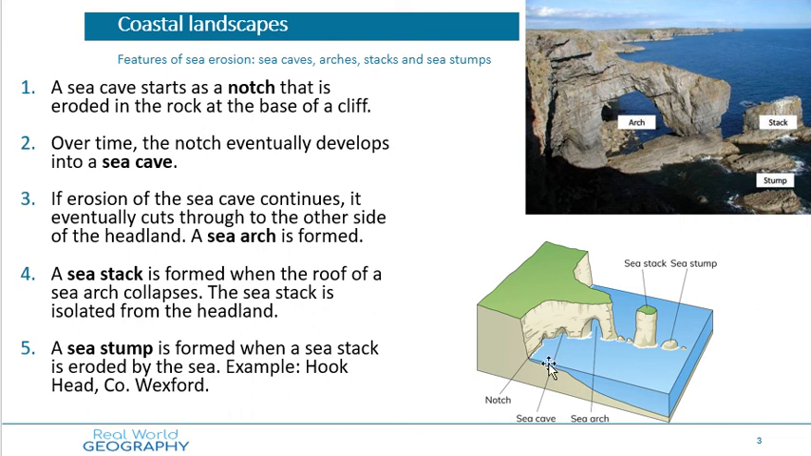And guys, you must be able to identify those on a diagram. For example, you could be given a diagram in your exam and asked to label it. So that's what you're doing there. Your notch, your small little indentation in the sea cliff. Eventually, this continues to form a passage called a sea cave. What happens to the sea cave? Eventually, the sea cave might erode the full way through and come out the other side of the cliff, forming a sea arch. Now, what happens when the top of the sea arch collapses? You get a sea stack. Again, that sea stack will be a victim of erosion from the sea and eventually wear down to form a little sea stump.